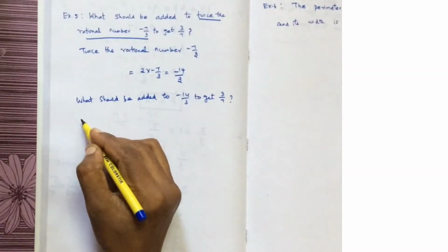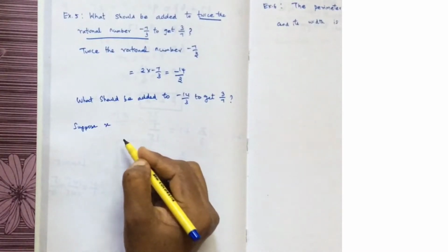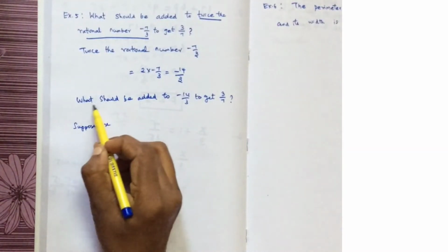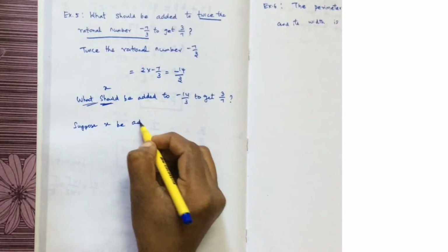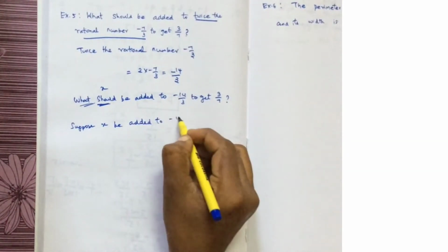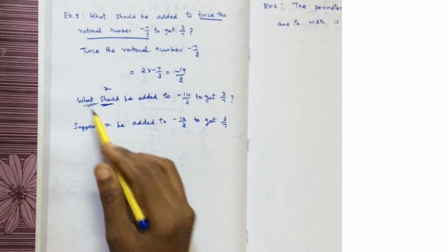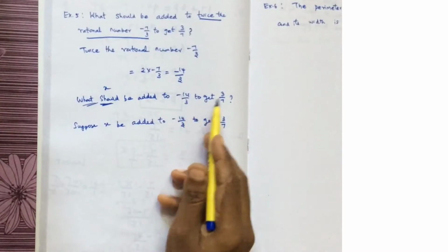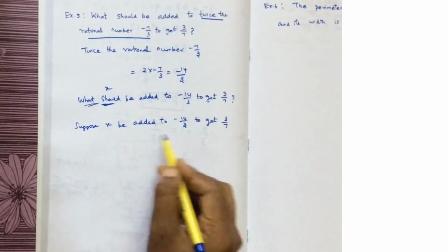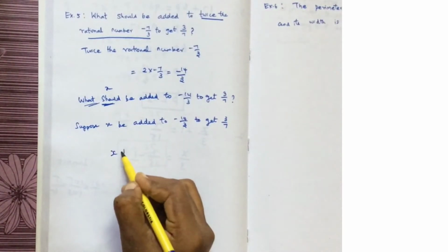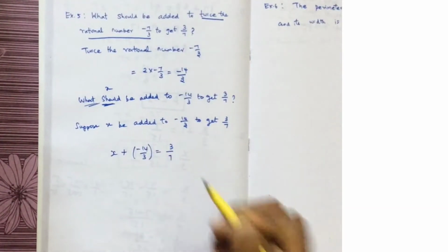So let me take, suppose, x. Instead of this, I am taking what should be added as x. Suppose x is added to minus 14 by 3 to get 3 by 7. How to write the equation for this? X is added to minus 14 by 3 to get 3 by 7.